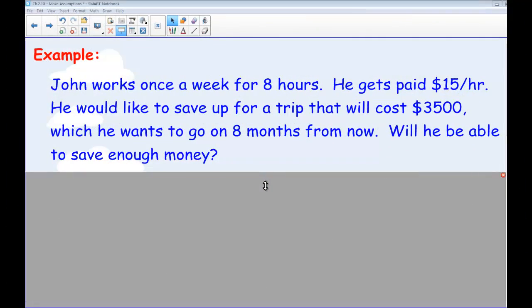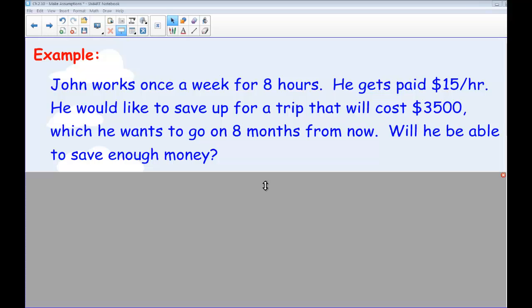So finally, I have a sample question here. It says, John works once a week for 8 hours. He gets paid $15 an hour. He'd like to save up for a trip that will cost him $3,500, which he wants to go on 8 months from now. So will he be able to save enough money?